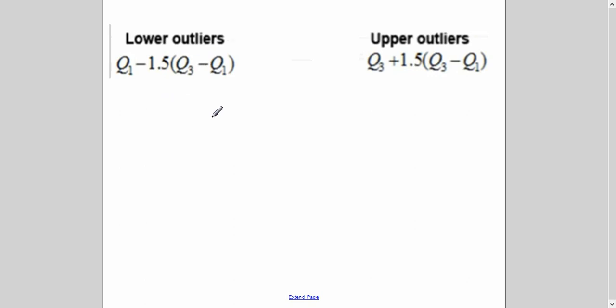So the technique is, when you do Q3 minus Q1. Now, if you remember, Q1 is lower quartile and Q3 is upper quartile, right? So when you do Q3 minus Q1, what do you get? If you remember, it is interquartile range.